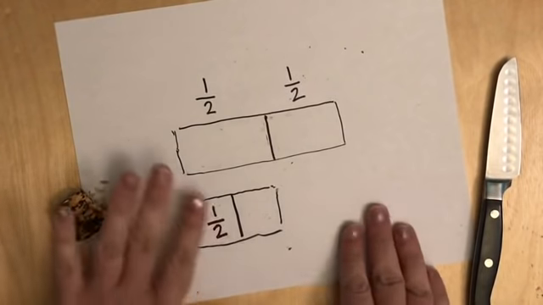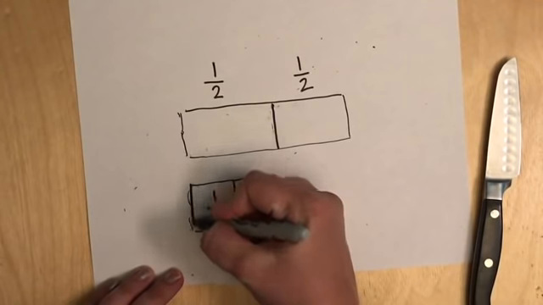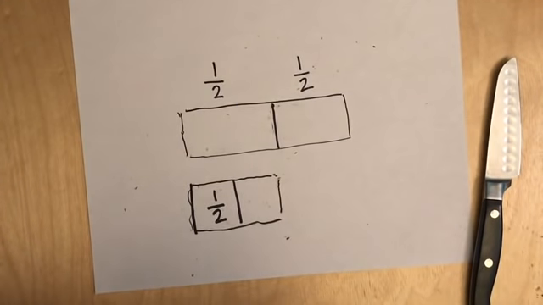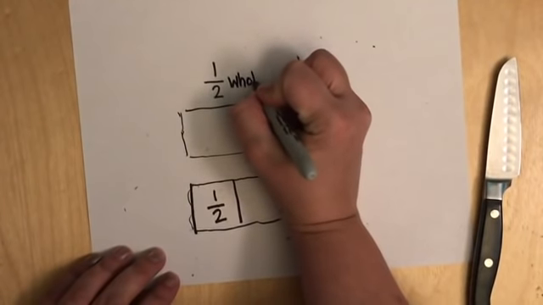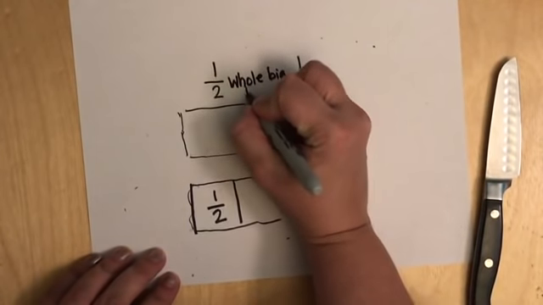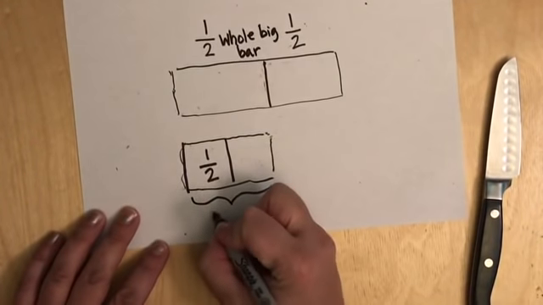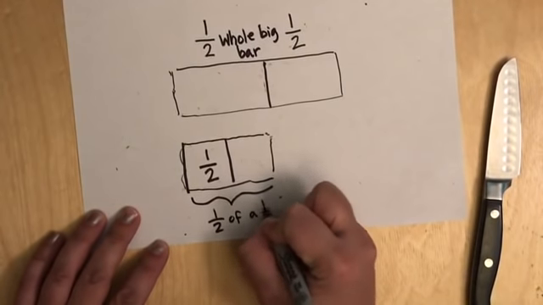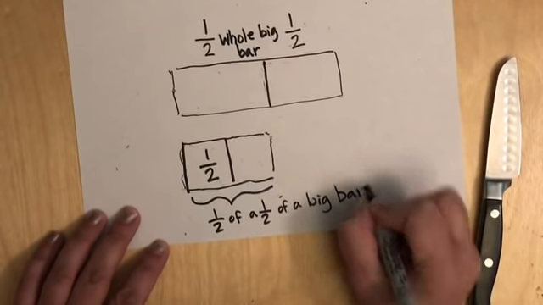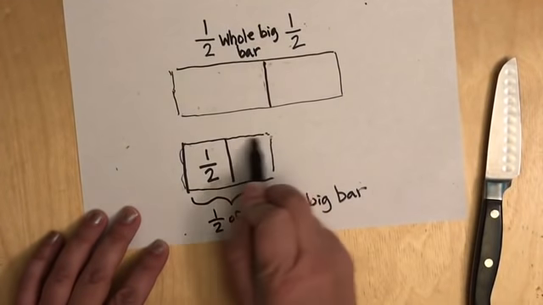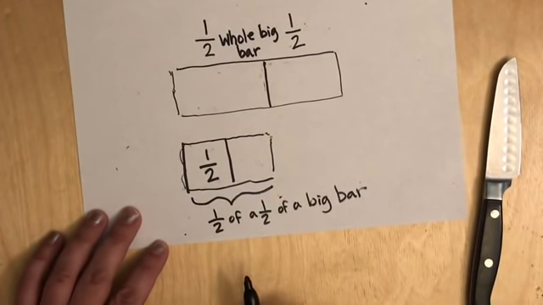Okay, so here's what changed. When our whole changed, the amount that our fraction meant changed. So here we have one half of a whole big bar. And here our whole is half of a big bar. So our whole is the half of the big bar, and then our piece is half of a big bar.